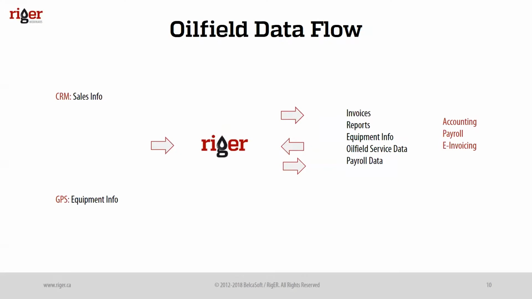If we talk about Oilfield data flow and the data flow around RigER, we can have some information coming from CRM systems, like sales info, to RigER. We can have some information from equipment tracking systems, like GPS tracking, which will feed RigER. And in the other direction, the data which can flow out from RigER could be invoices, reports, equipment information, oil field service data, and payroll data.